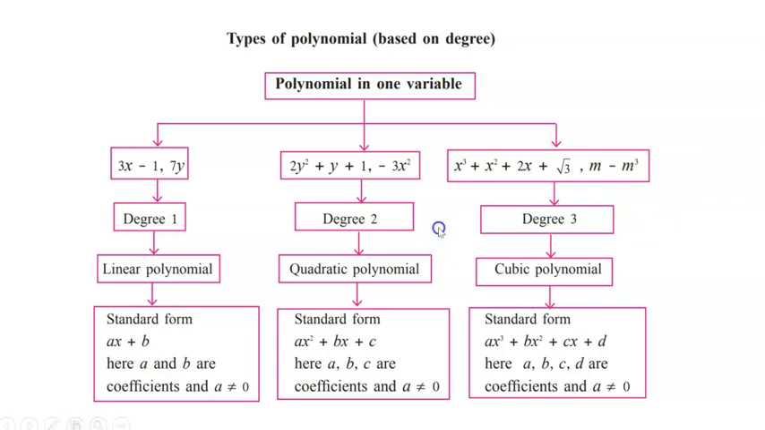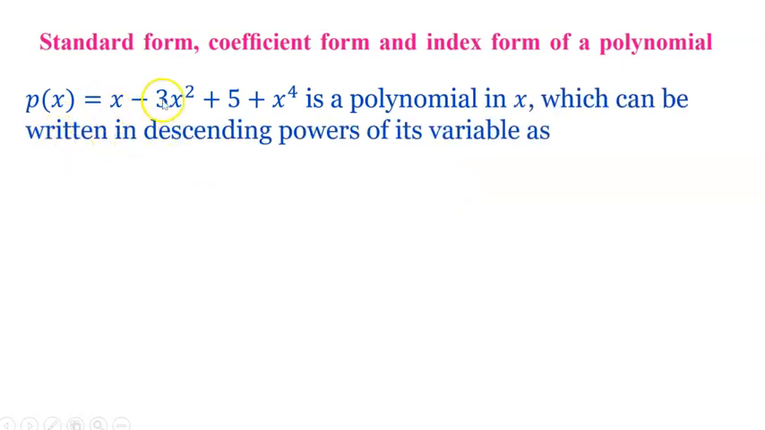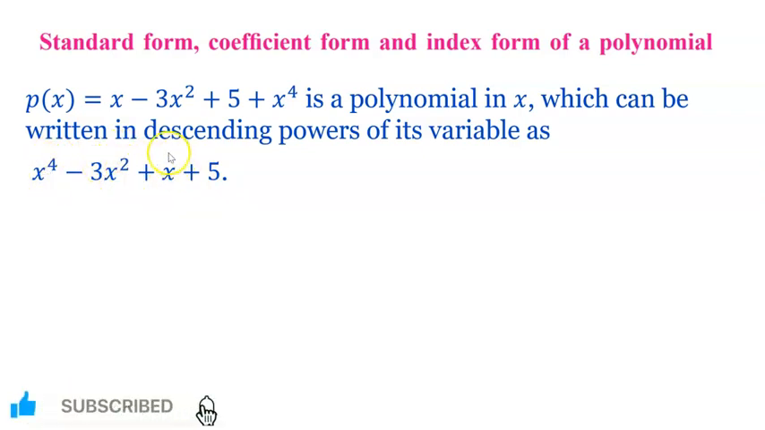Now next, standard form, coefficient form and index form of a polynomial. Now see this here. P of x is equal to x minus 3x square plus 5 plus x raised to 4, a polynomial in x, which can be written in descending powers of its variable as x raised to 4 minus 3x square plus x plus 5. Means what? Highest power first is 4, then here is 2, 1 and the constant. Okay. Therefore, this polynomial is written in the descending powers of its variable.